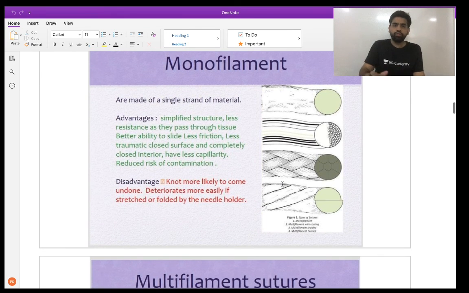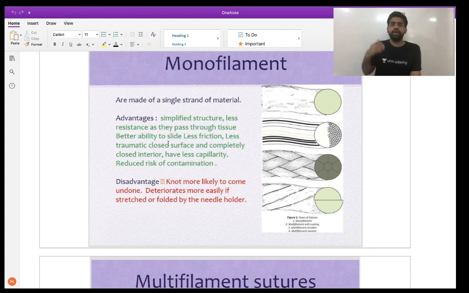Now let us talk about the monofilament suture. What are the advantages of a monofilament suture? This is important. It is a simplified suture with less resistance, so if you pass it through a tissue, it passes very easily. It has better ability to slide. It is smoother, so it passes through the tissue smoothly and leads to less friction between the tissue and the suture material.